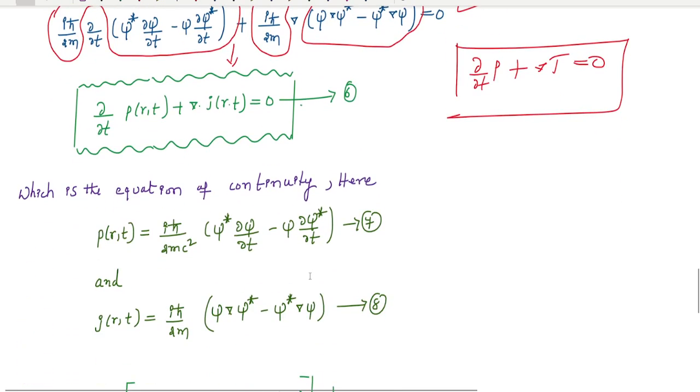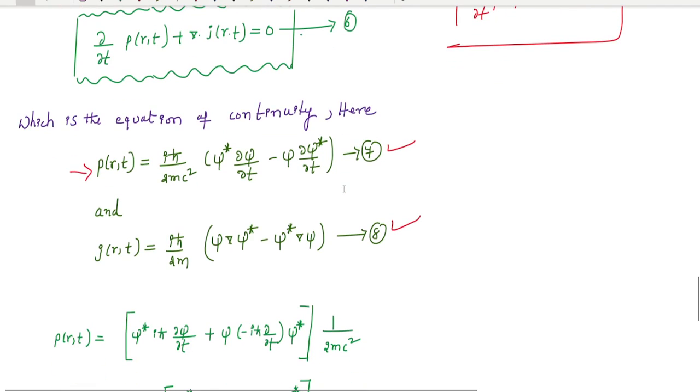So we'll discuss some important key points here. The first one, this is the final one. We got the continuity equation, right? Here there are two terms. One is the probability density term, P, and the other is the current density term, J. So here I'm going to discuss these two terms very carefully.